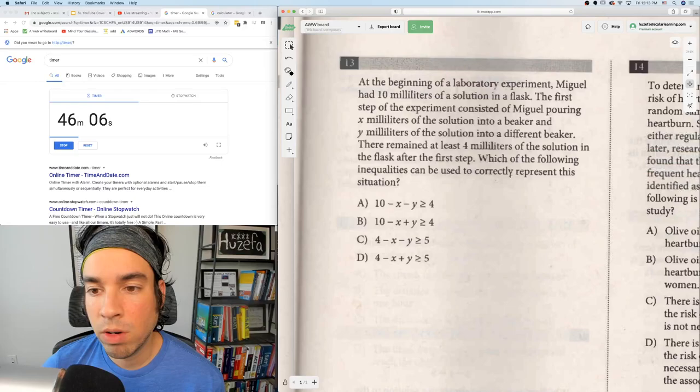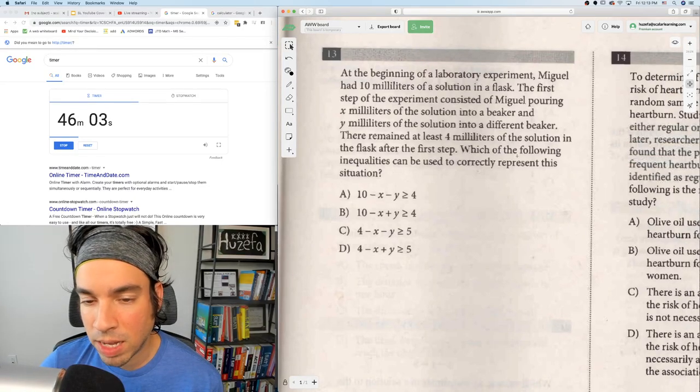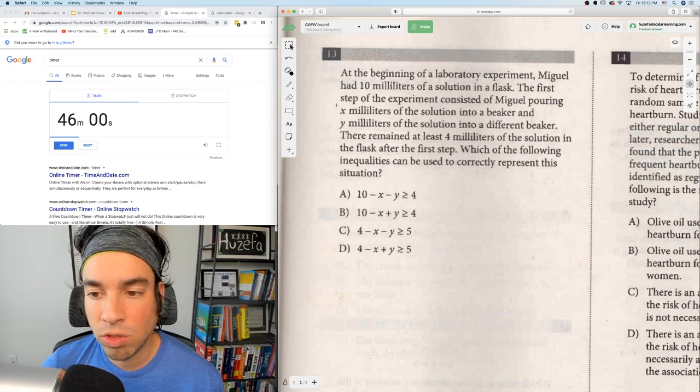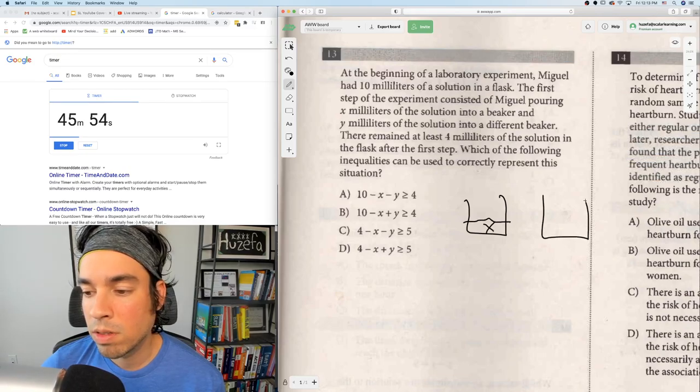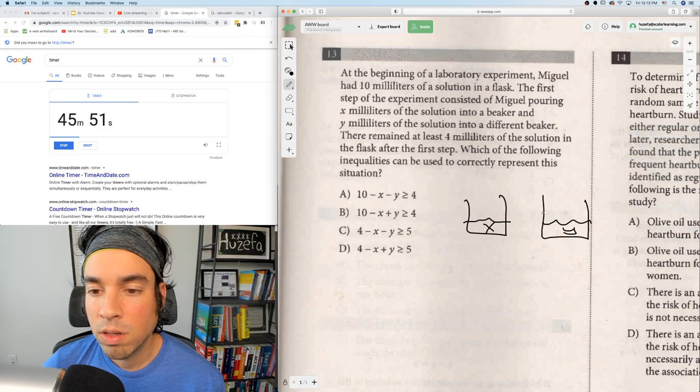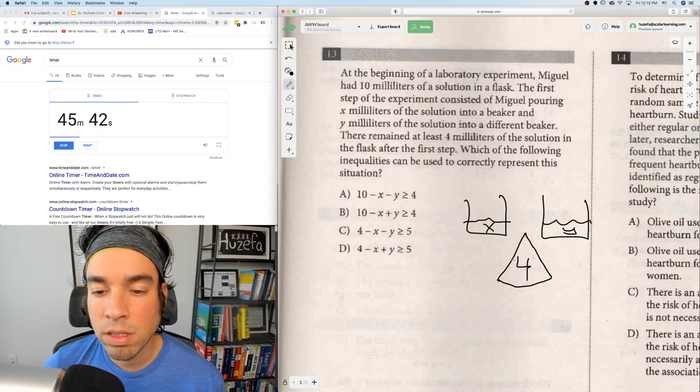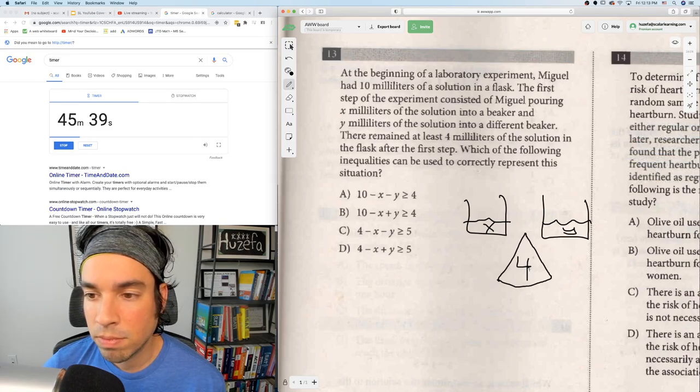All right, number 13. At the beginning of a laboratory experiment, Miguel had 10 milliliters of solution in a flask. The first step of the experiment consisted of Miguel pouring X of the solution into a beaker and Y of the solution into a different beaker. There remained at least 4 milliliters of the solution in the flask. Let's say that's the flask. After the first step, inequalities can be used to correctly represent this. At least 4 milliliters. So I believe it's this one.